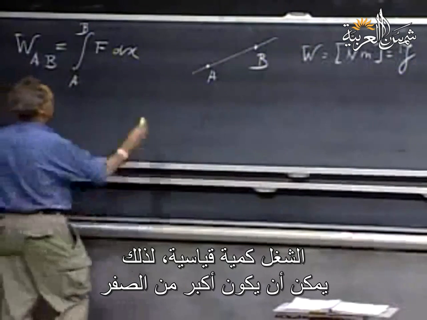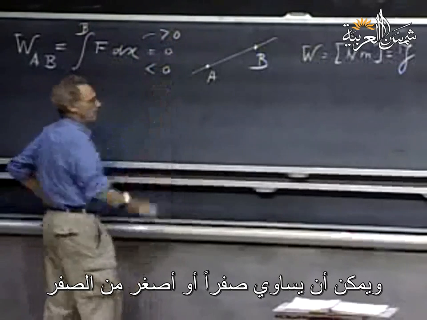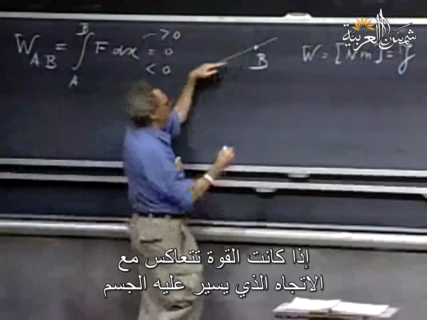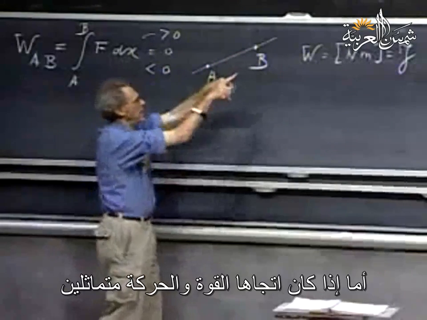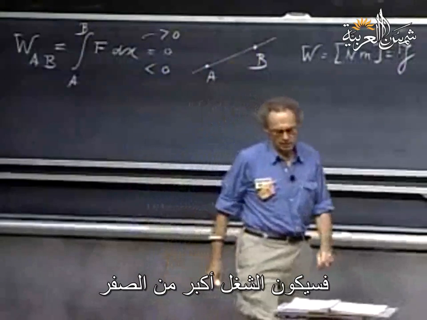Work is a scalar, so this can be larger than 0, it can be 0, or it can be smaller than 0. If the force and the direction in which it moves are in opposite directions, then it is smaller than 0. If they're in the same direction, either this way or that way, then the work is larger than 0.